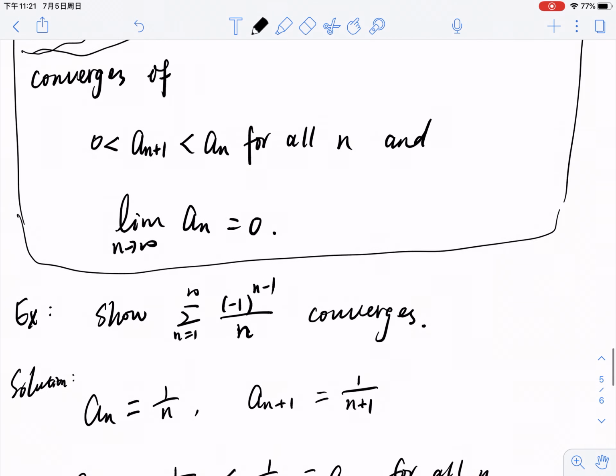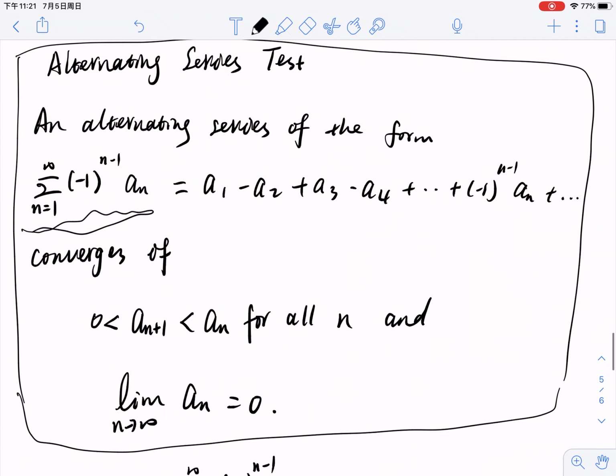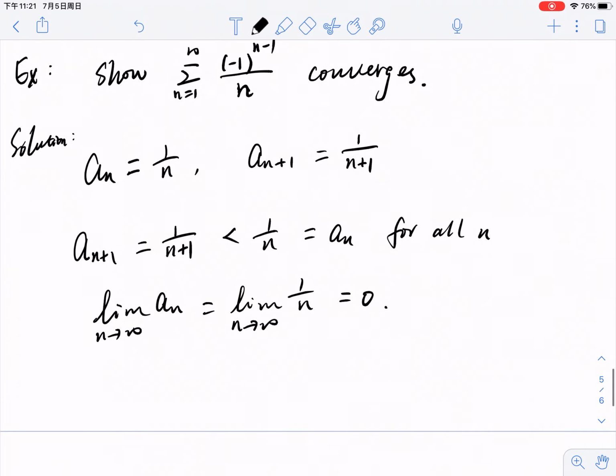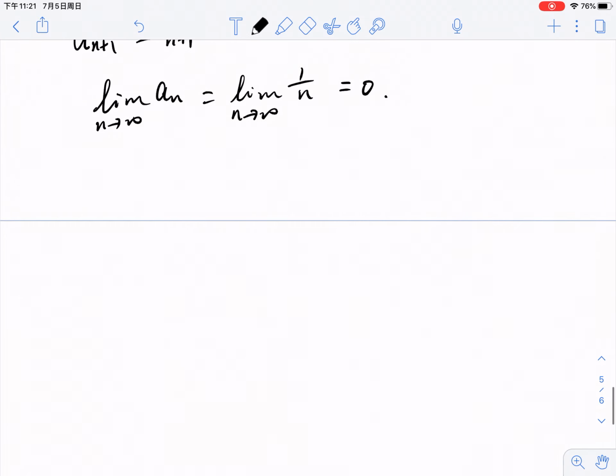So by the alternating series test, these two conditions are satisfied. So by the alternating series test, the alternating series converges. So the alternating harmonic series converges.